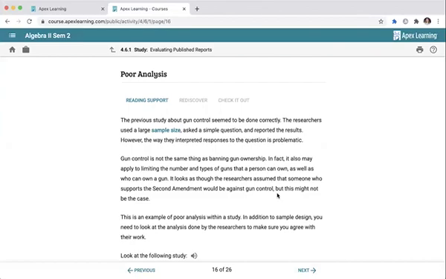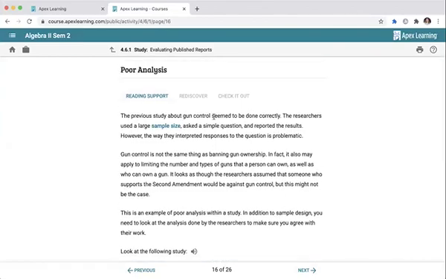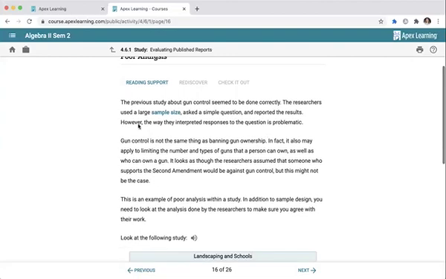Okay, and what we're going to find here is that it looked like originally that the experiment seemed to be done correctly. The researchers used a large sample size, they asked a simple question, they reported the results. However, the way that they looked at their results is problematic here, because gun control is not the same thing as banning gun ownership. So the way that they asked the question and the way they interpreted it are two different things.